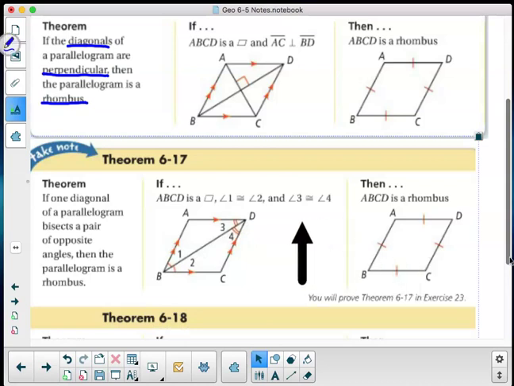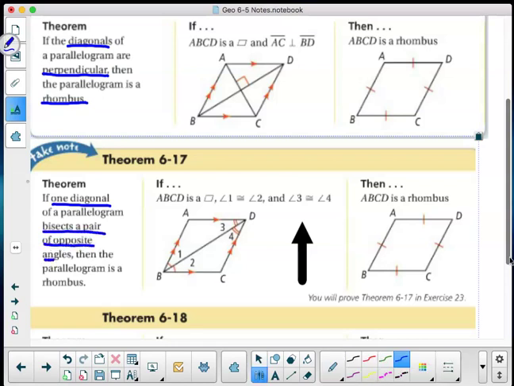So keep in mind, I have one diagonal. One diagonal bisects a pair of opposite angles. Rhombus. Keep that in mind.